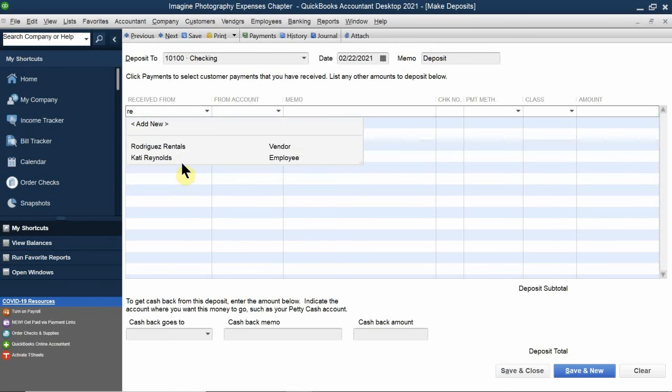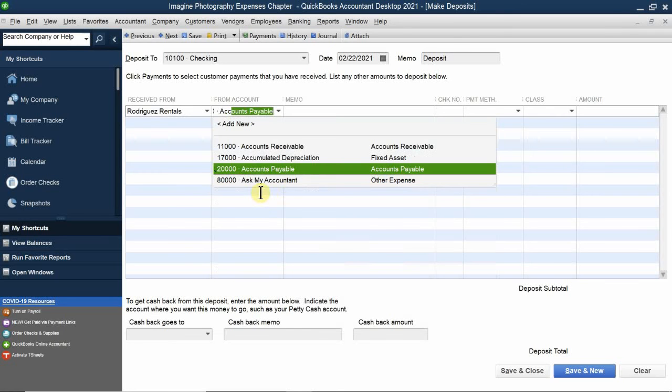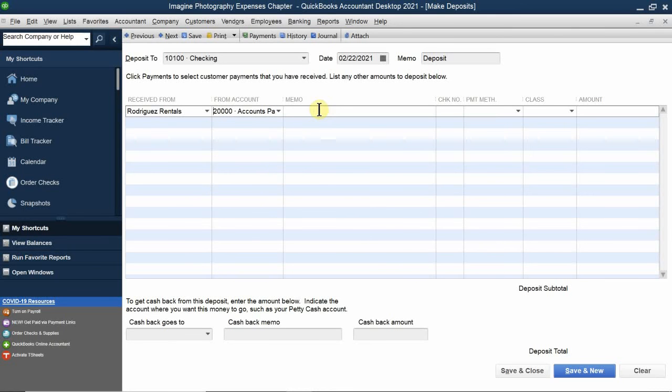Rodriguez Rentals. And what account does this affect? It affects the accounts payable account. And what was the memo? Refund on deposit. And then again, what was the form of payment? It was a form of a check, so they sent me not cash. They sent me a check, and it was check number.